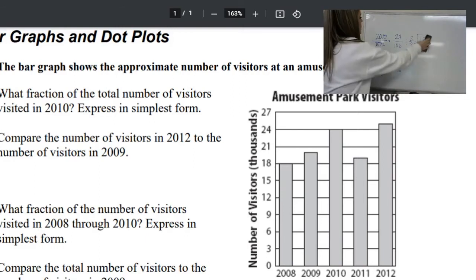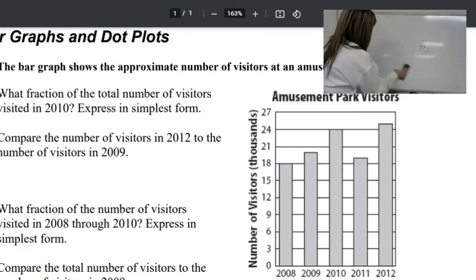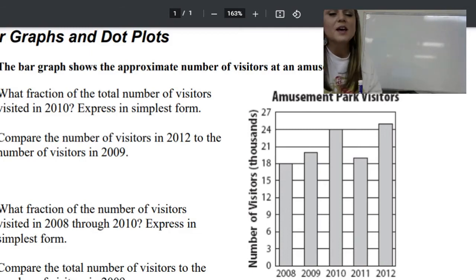It's a little bit more difficult. Not really, it's not more difficult, but it's more difficult in understanding what they're asking you. So B says, compare the number of visitors in 2012 to the number of visitors in 2009. Normally in math, when we say compare, we're talking about less than, greater than. They're actually wanting to know how many more visitors, how many times there's this many.